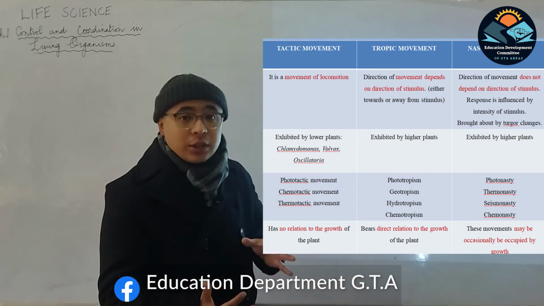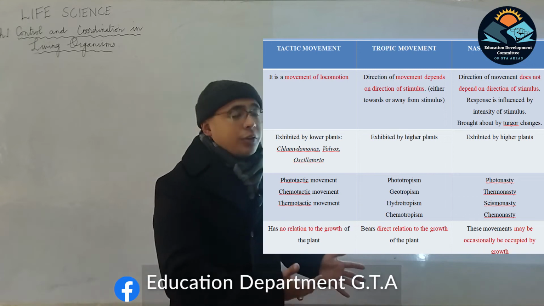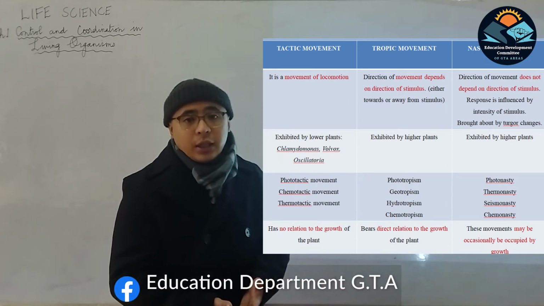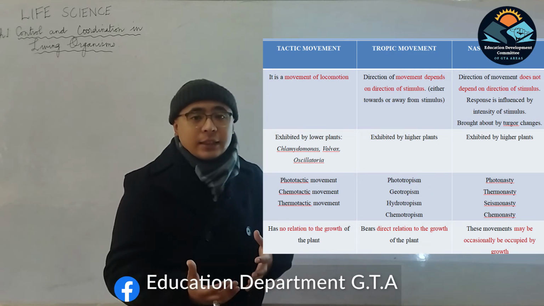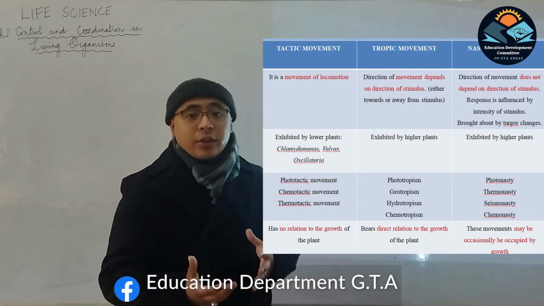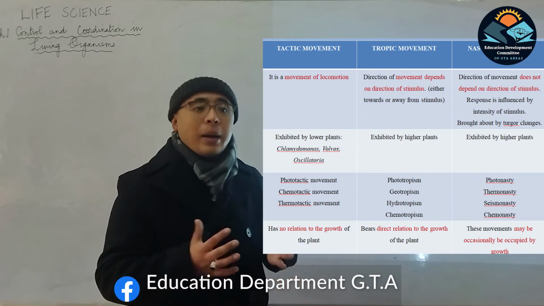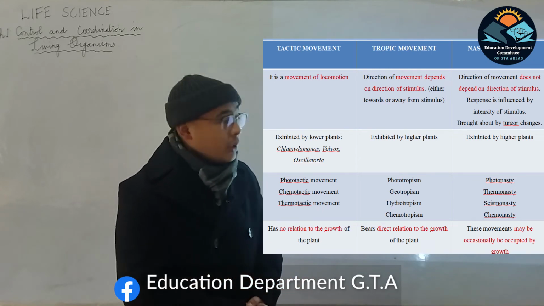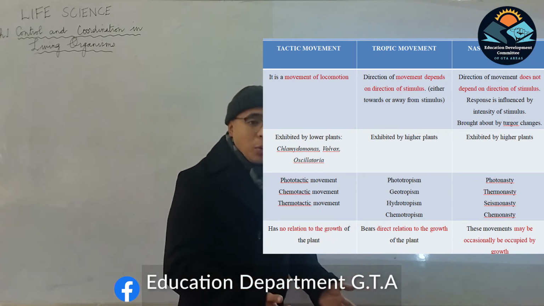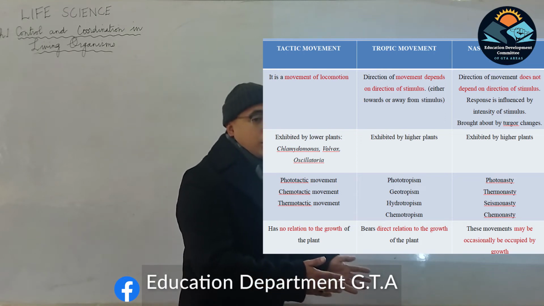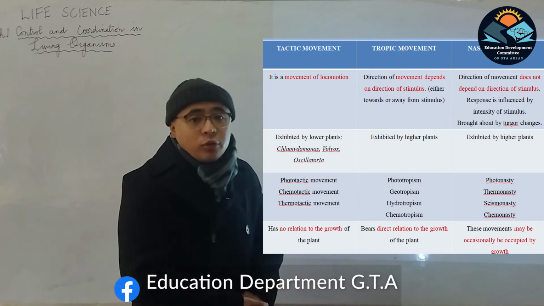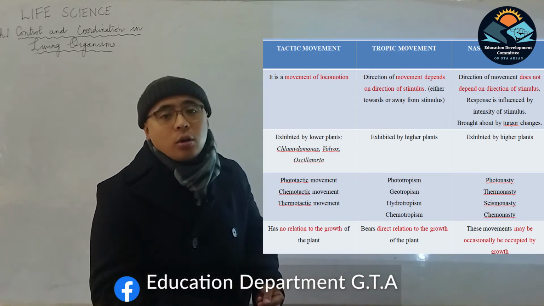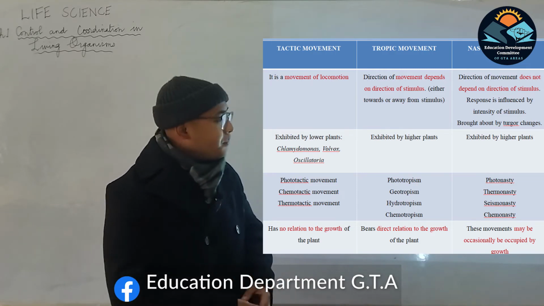One of the defining characteristics of tropic movements is that the direction of movement, or the response, depends on the direction of the stimulus, which means that the response generated is influenced by the direction of the stimulus. So we can say that the response is either towards the stimulus or away from the stimulus. Tropic movement is exhibited by higher forms of plants, higher plants.